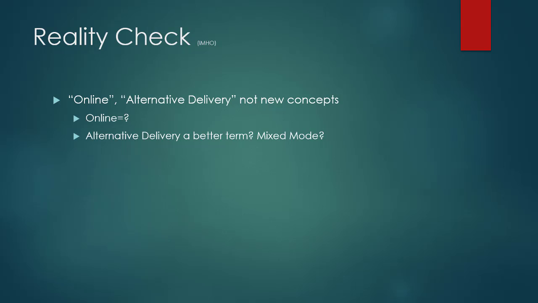First and foremost, online alternative delivery are not new concepts. They've been around for as long as we've been able to deliver instruction via smoke signals. So they're not new concepts. What's been evolving is what exactly online learning is. Is it delivery of audio and video and text? Is it the old-fashioned online? What is it? In my little deranged mind, I think we need to have a different term.